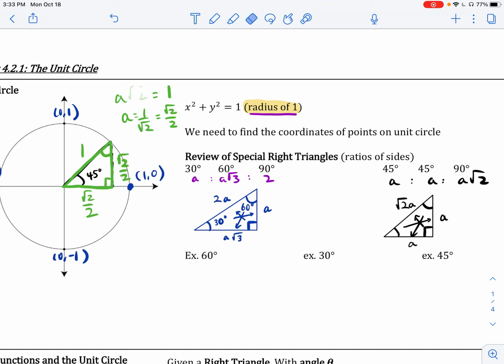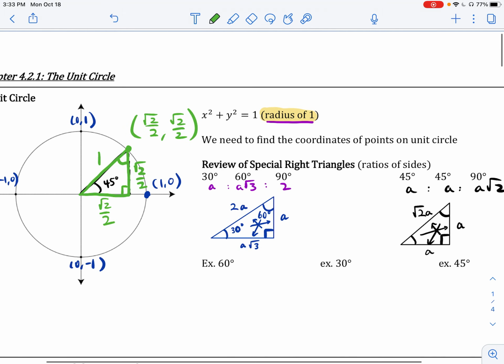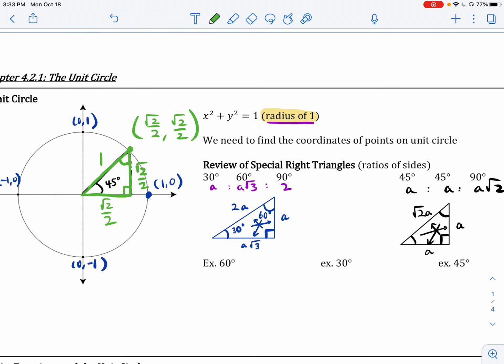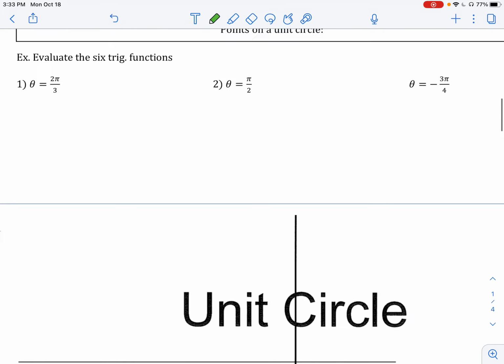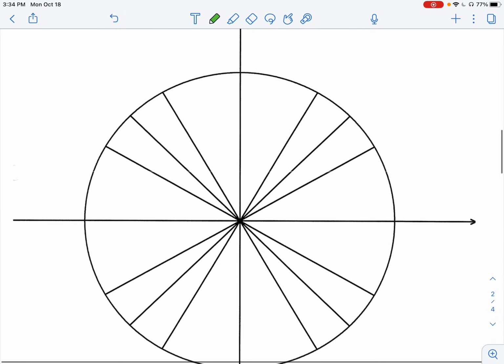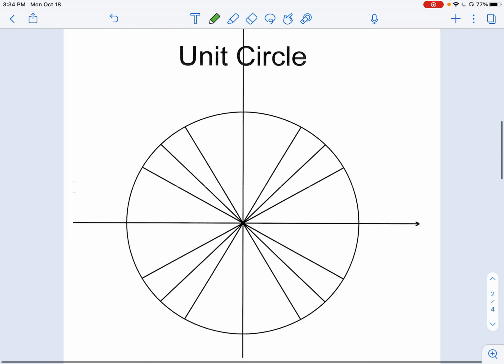And again, we notice that those are both our x and our y values, so we can determine that this coordinate here is root 2 over 2, root 2 over 2. So using what we know about our special right triangles, we can determine the x and y values, our coordinates, for any angle that is a multiple of 30, 60, or 90, as well as a 45-45-90. So let me just jump ahead now to filling in our unit circle.